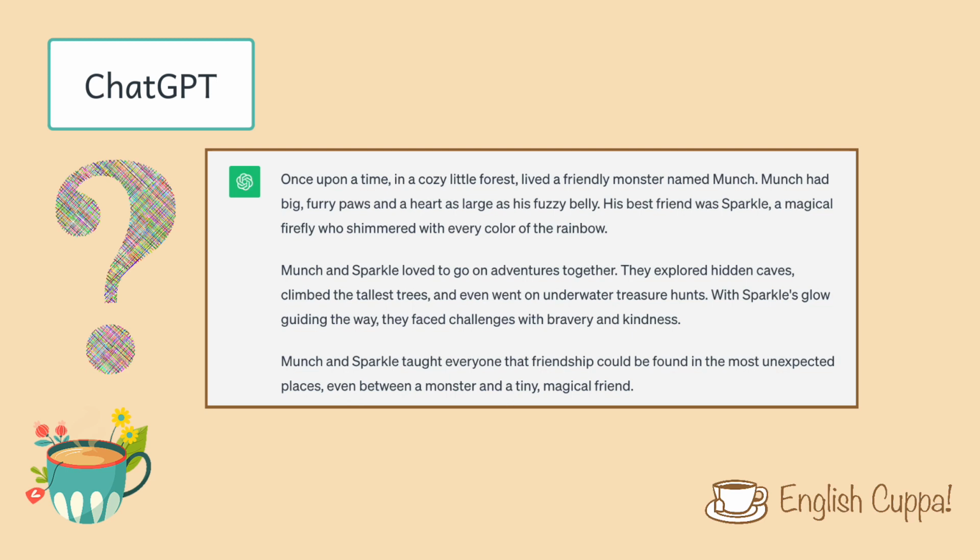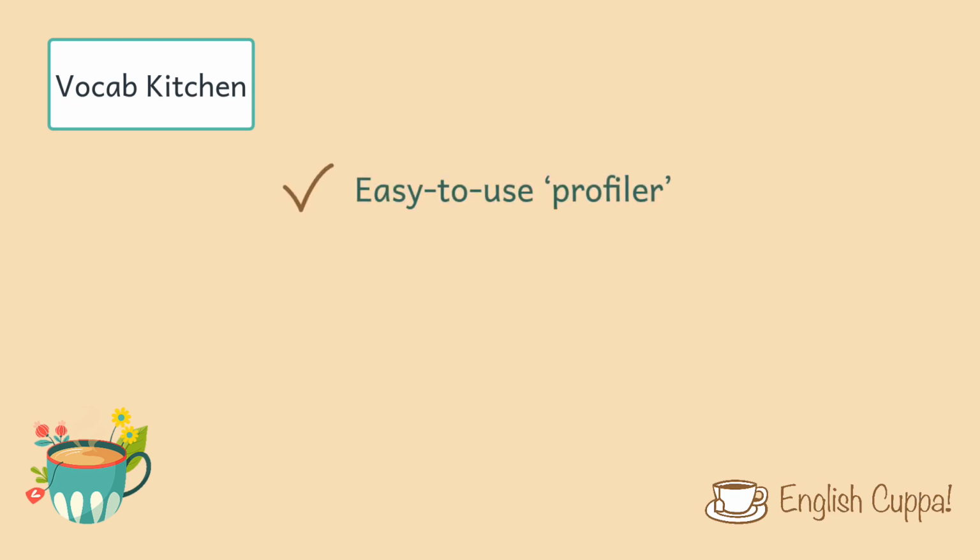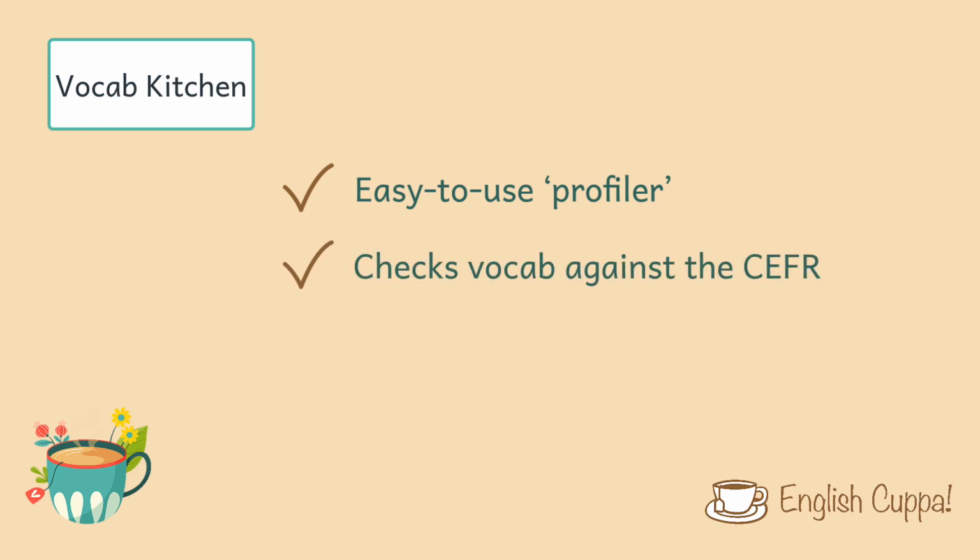Well, I can see that although the style of writing is good for 9-year-olds, there is some vocabulary in there that my learners won't know. This is where Vocab Kitchen can help. This website has a great profiler for checking vocabulary against the CEFR.